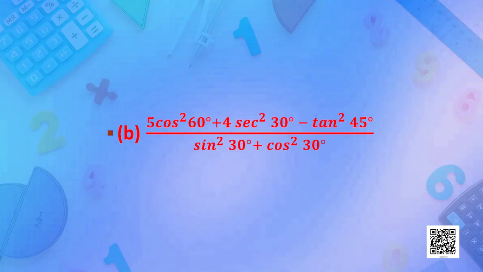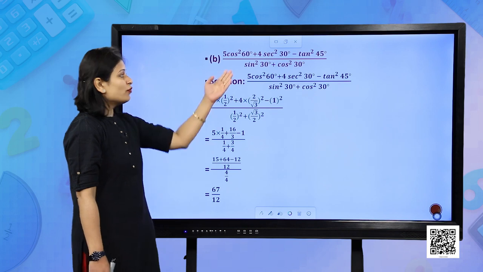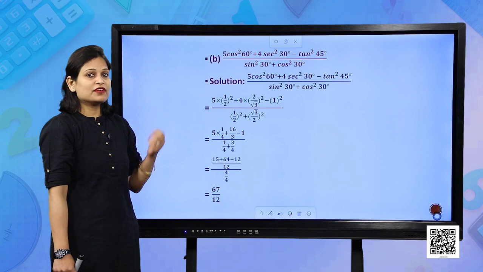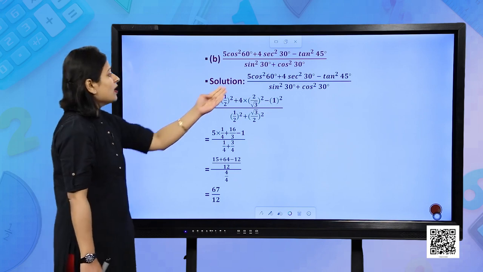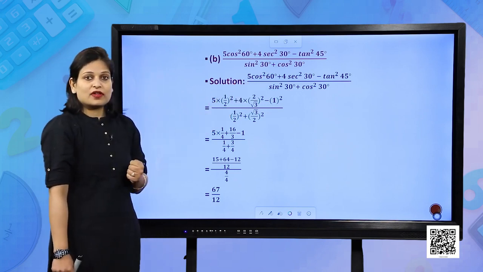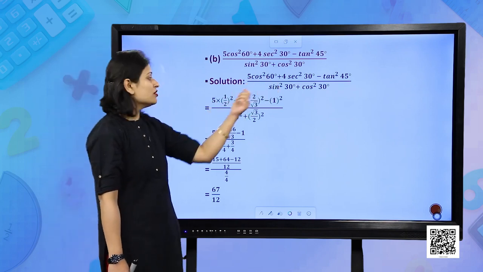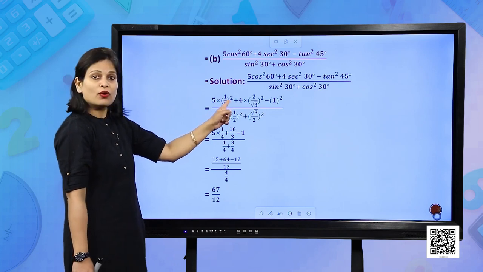Now, B part, in the numerator we have 5 cos square 60 degree plus 4 secant square 30 degree minus tan square 45 degree and in the denominator we have sin square 30 degree plus cos square 30 degree. So, for this we just need to substitute the values of these functions with respect to their angles. Now, cos 60 degree is what? 1 by 2, but we have here cos square 60 degree, so we need to put square over here.